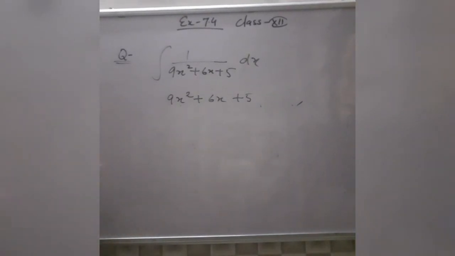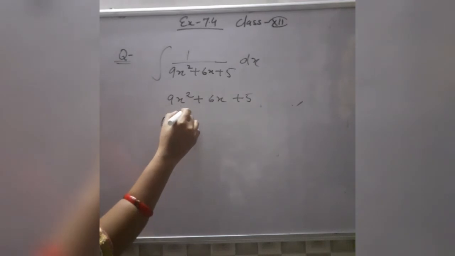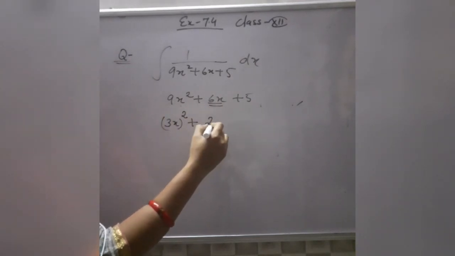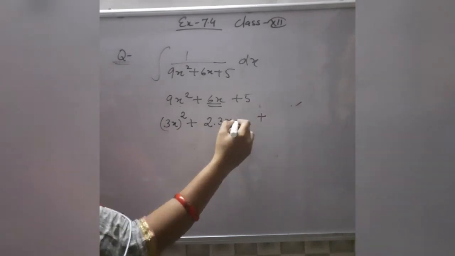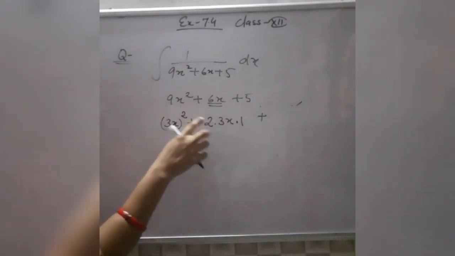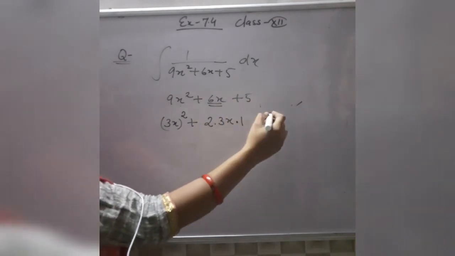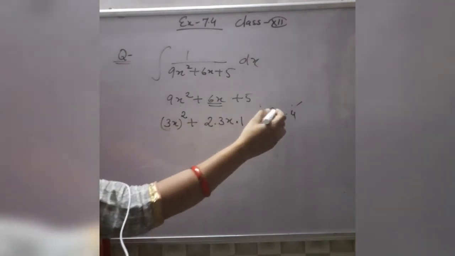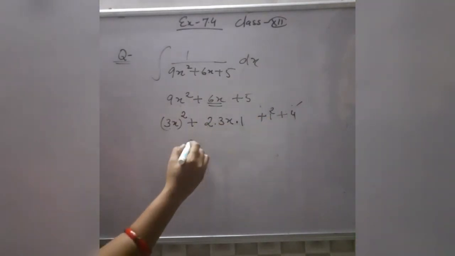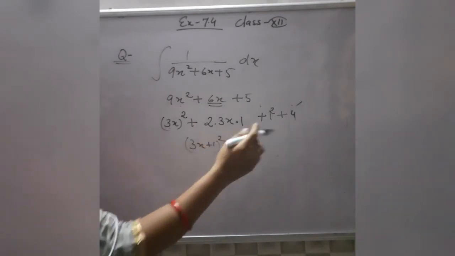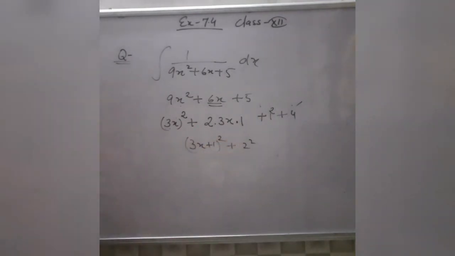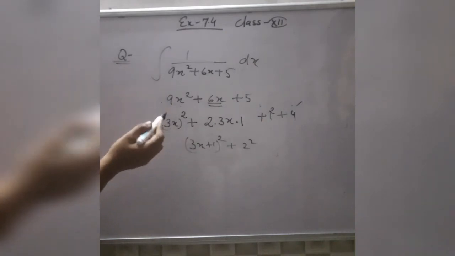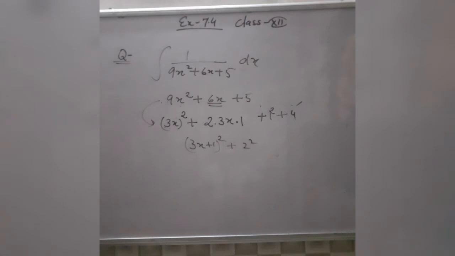Otherwise you can write down this quadratic equation: 9x square you can write as 3x whole square. 6x can be written as 2 into 3x into 1, because this is a square, this is 2ab. This 5 can be written as 1 plus 4. Now 1 can be written as 1 square. A square plus b square plus 2ab means 3x plus 1 whole square, and this 4 can be written as 2 square. You can use any one. You can take 9 common, or otherwise you can do it like this also. Both will give you the same answer. So this is question number 11.